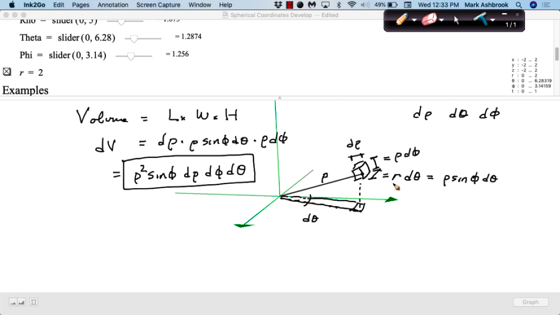But then in spherical coordinates, r is rho sine phi. So then we're just doing length times width times height. We're just using a little rectangular volume there. So it's just length times width times height. So then it's d rho times rho sine phi d theta times rho d phi. And all together we get rho squared sine phi d rho d phi d theta.